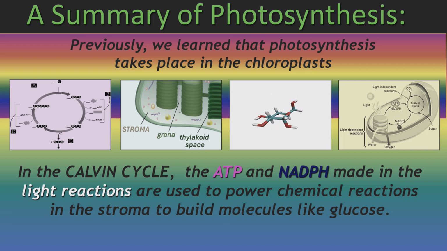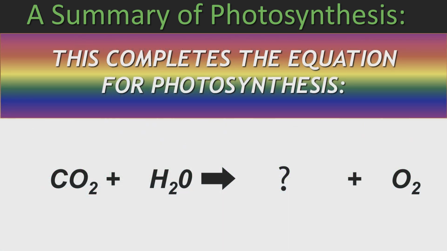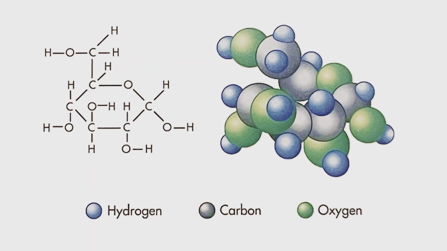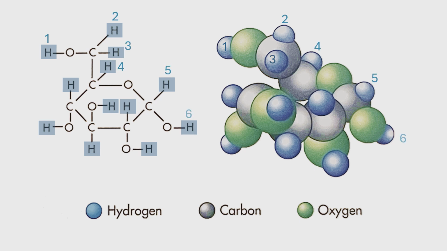Now, this completes the equation for photosynthesis, but the thing about equations is that they require equal numbers of atoms on both sides. So it might be helpful to make sure that we understand the formula for glucose. So we have how many carbons? Let's count them. 1, 2, 3, 4, 5, 6 carbons in glucose, C6. How many hydrogens? Well, there are more. 1, 2, 3, 4, 5, 6, 7, 8, 9, 10, 11, 12. So there are 12 hydrogens.